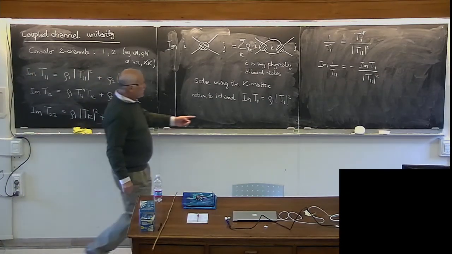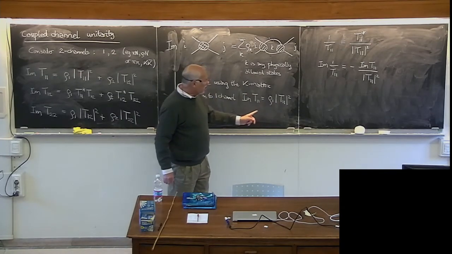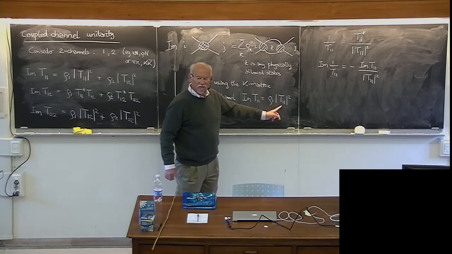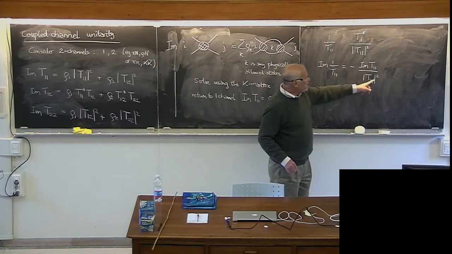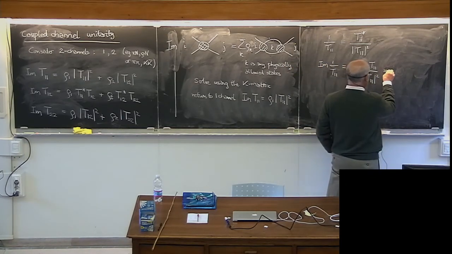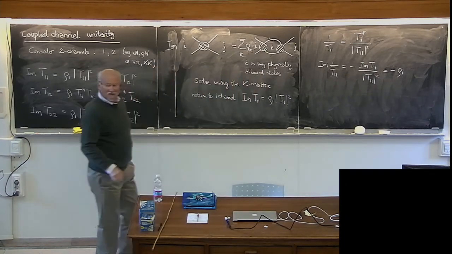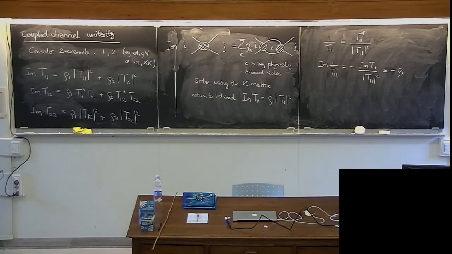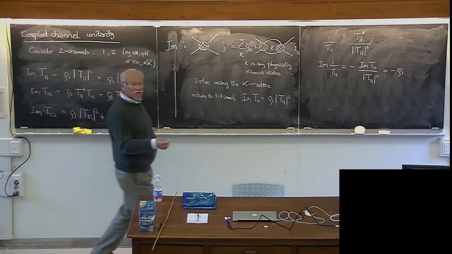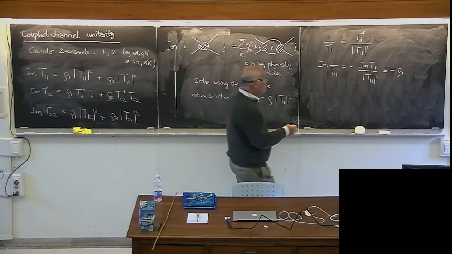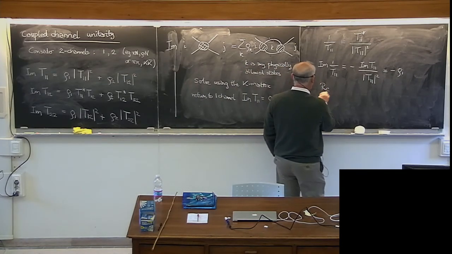But what did elastic unitarity tell us? It tells us that the imaginary part of T11 is equal to rho 1 times mod T11 squared. So this quantity here is just a kinematic factor. It's just minus rho 1. So it says the imaginary part of the inverse of the amplitude is a known function. You don't have to do an experiment. You already know what it's going to be. So the only freedom can be in the real part.